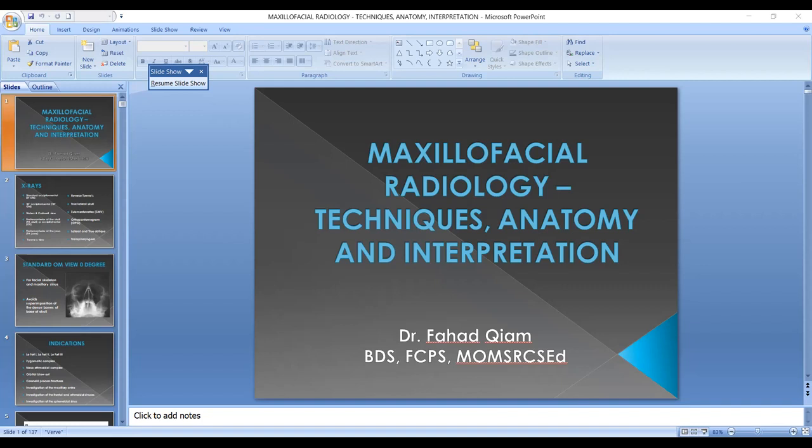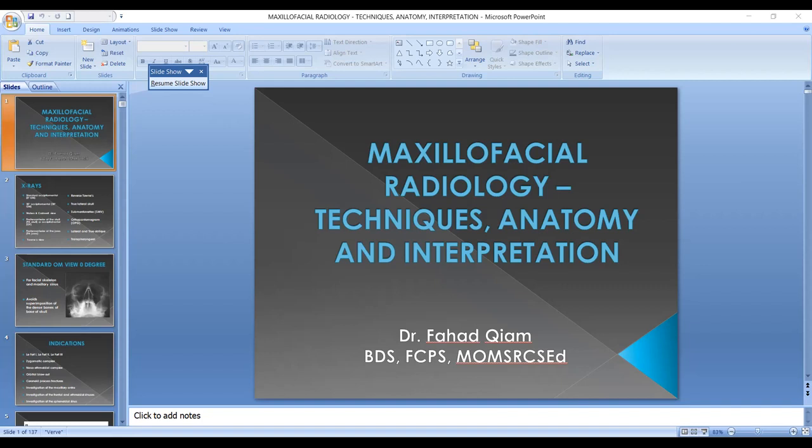So today we'll be discussing the mid-face X-rays. We'll be discussing the standard OM 0-degree occipitomental view, 30-degree occipitomental view, a Waters and a Caldwell view. We'll also be discussing true lateral skull and submentovertex. These will be primarily the X-rays that we're going to be discussing today. So let's start with the standard 0-degree OM view.